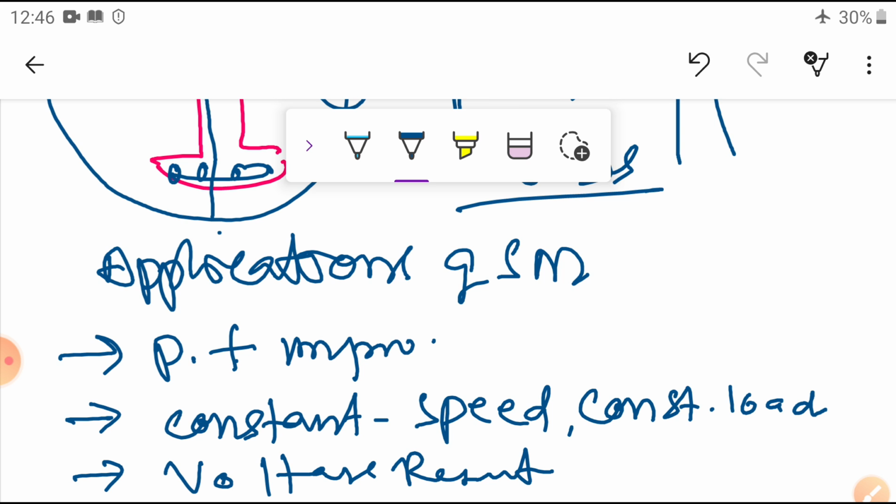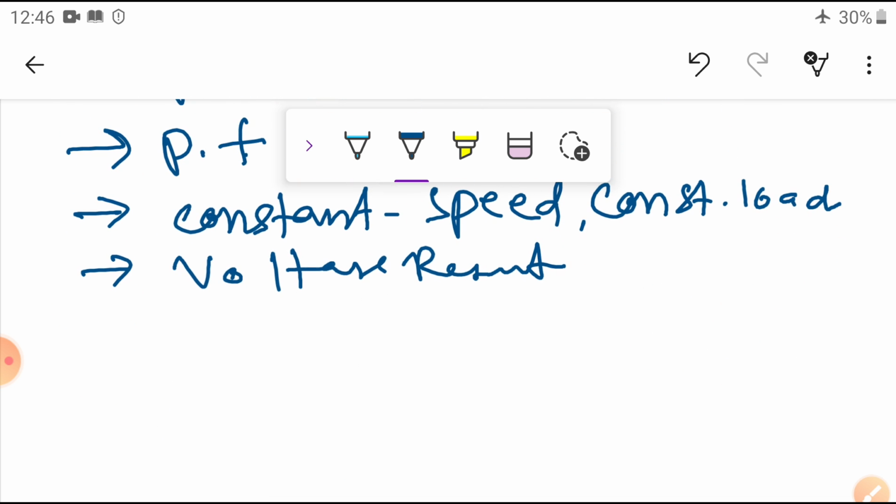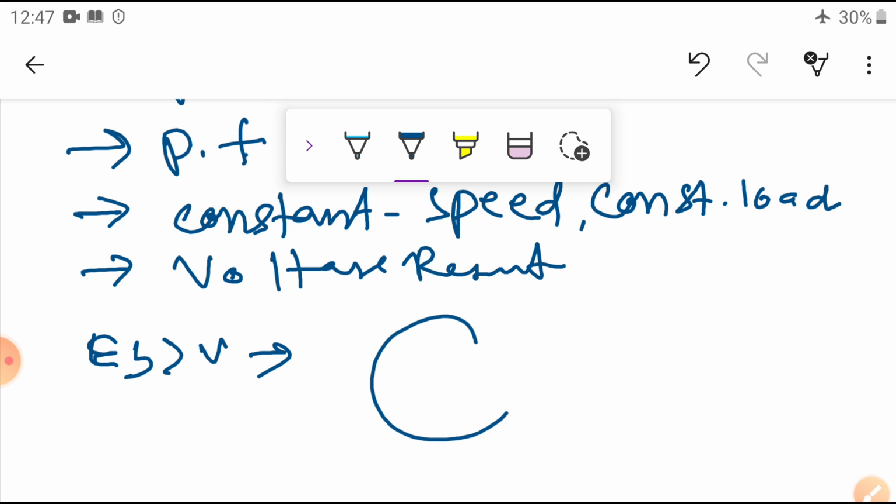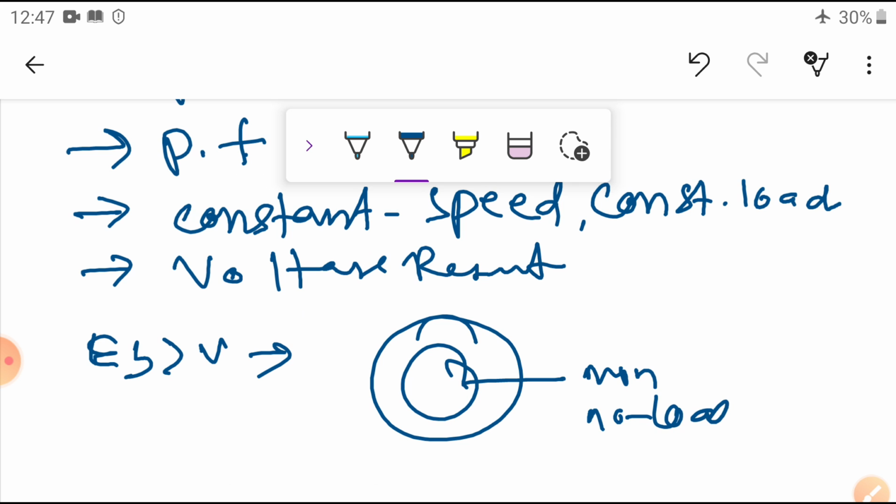So this is how we use it for the power factor. As we know, an overexcited synchronous motor has a leading power factor, that is the synchronous condenser. When Eb is greater than V, as an overexcited motor under minimum load or no load, with DC supply more, it acts as a synchronous condenser.